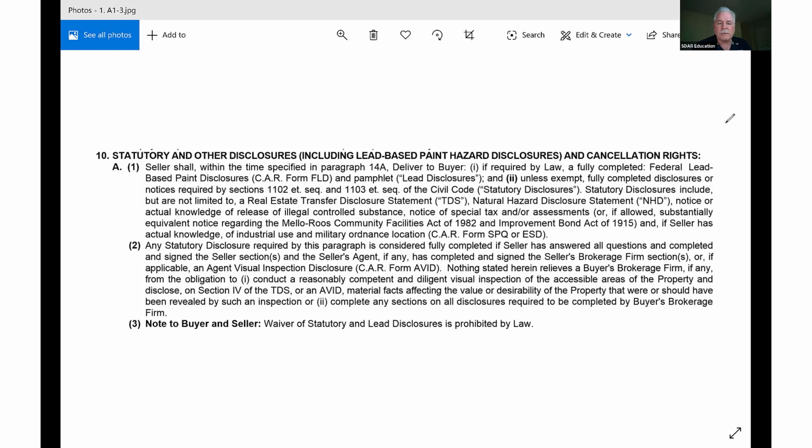Okay, so an Improvement Bond Act of 1915, and if the seller has actual knowledge of industrial use and military ordnance location. Those are really important things for us because we have a lot of places, Coronado, Tierra Santa, Oceanside. We have places in San Diego County with stuff that hasn't gone boom yet, right? So in other words, unexploded ordnance. Ordnance is O-R-D-N-A-N-C-E. There's no I in there. Okay, ordnance, it goes boom.